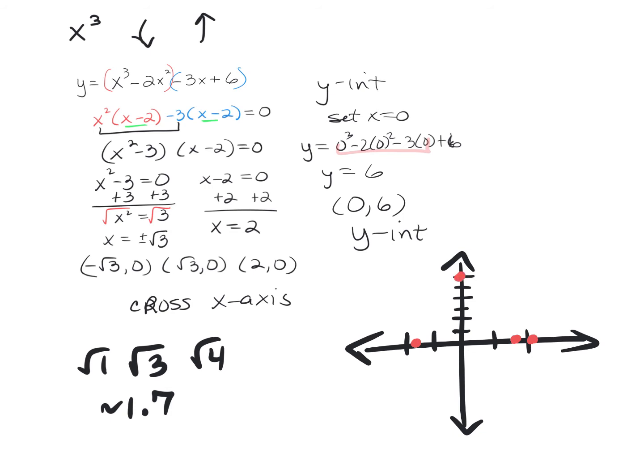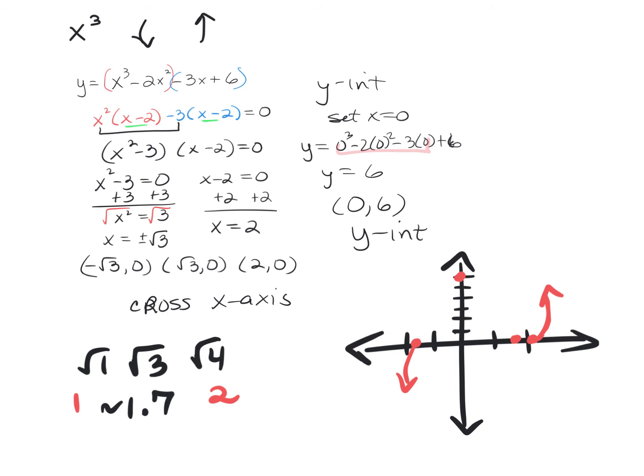I'm going to also now add in my end behavior. So on my far left, it's falling. On the far right, it's rising. The square root of 1 is 1. The square root of 4 is 2. And I know 3 is closer to 4. So I'm going to say it's a little bit more than 1.5.